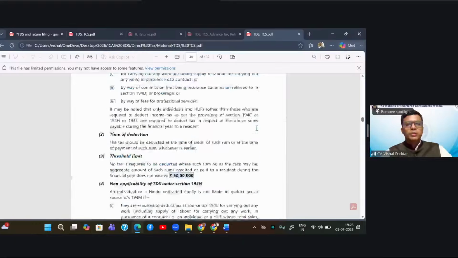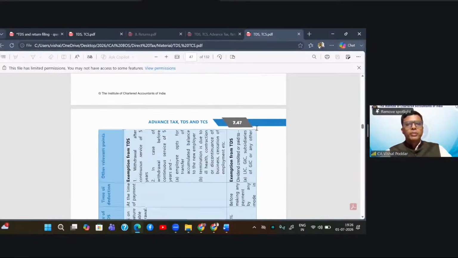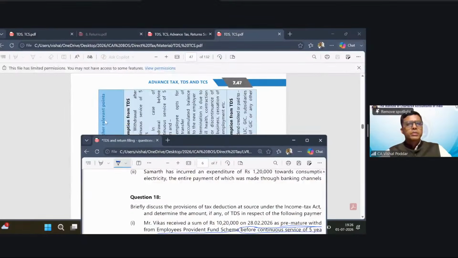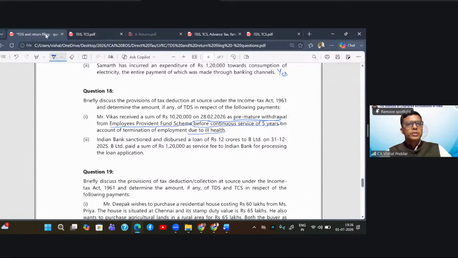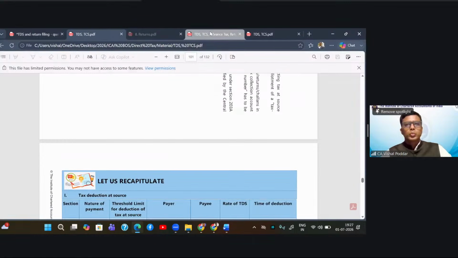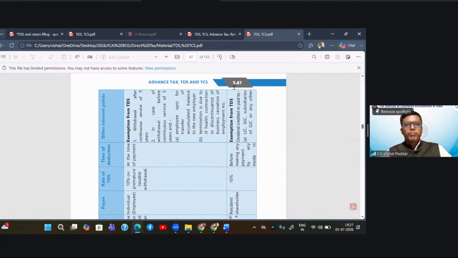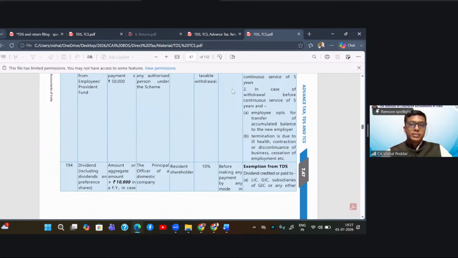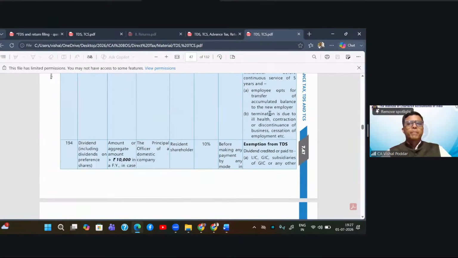So as correctly pointed out by many students, there is an exception where, even though all the conditions given in the bare provisions are satisfied, still TDS will not apply. Why? Because there are exceptions. Now, what are these exceptions? Yeah. Now, see here, you will get the detailed provision. So, exceptions from TDS. Withdrawal after continuous service of 5 years. So had you withdrawn it after 5 years, no TDS. But our case is before 5 years. But still there is an exception. In case of withdrawal before 5 years also, there is an exception.